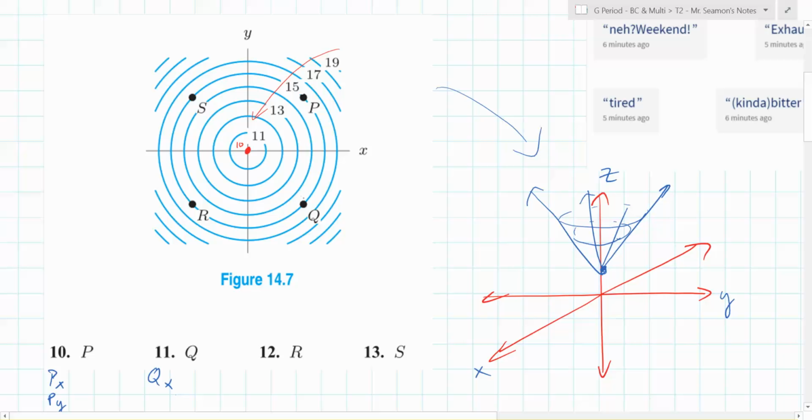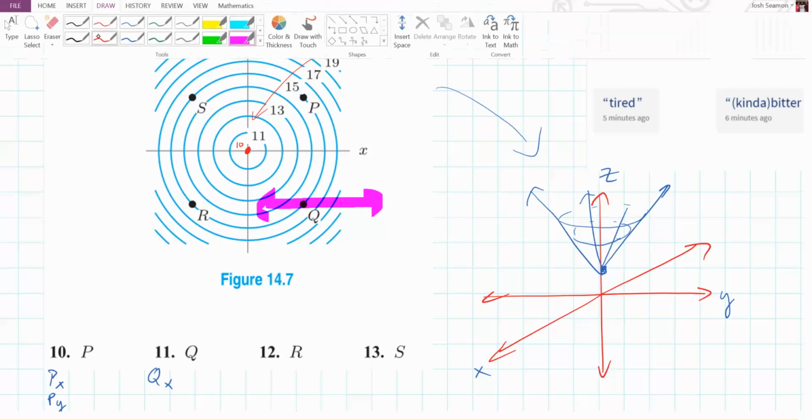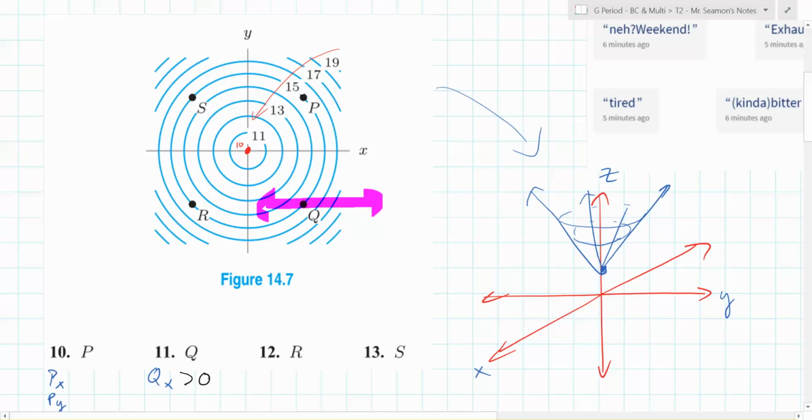Let's look at Q_x. So Q is right here. What does Q_x mean? What's changing? X is changing or Y is changing? X is changing, right? So what stays the same? The Y stays the same. So if we had a tangent line like this, we fixed Y. As X increases, what happens to the Z value? It increases. So this is going to be positive, right?